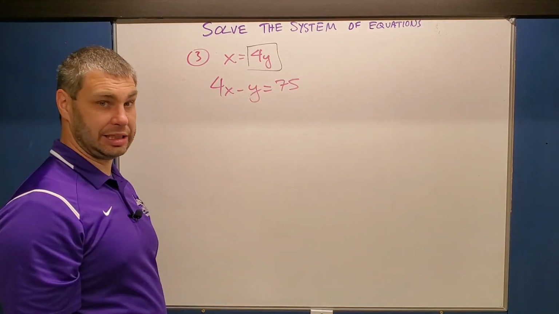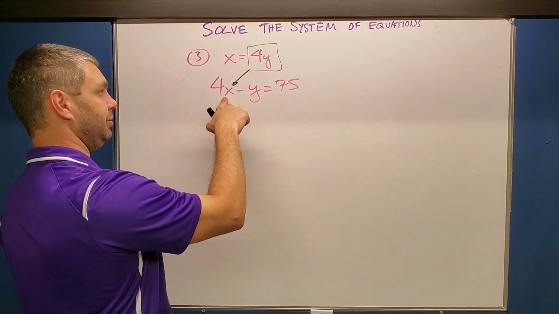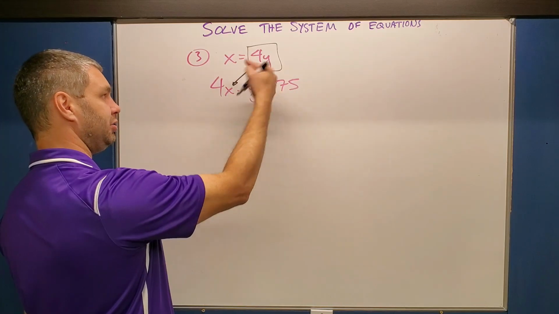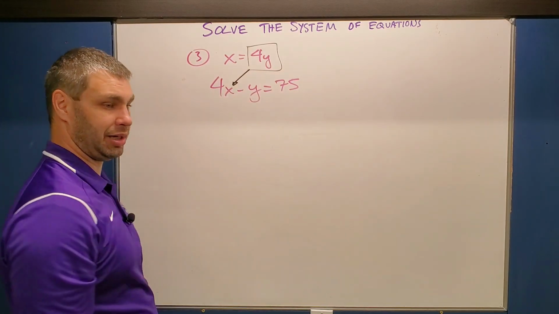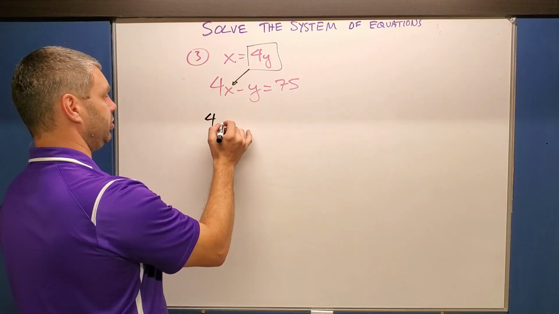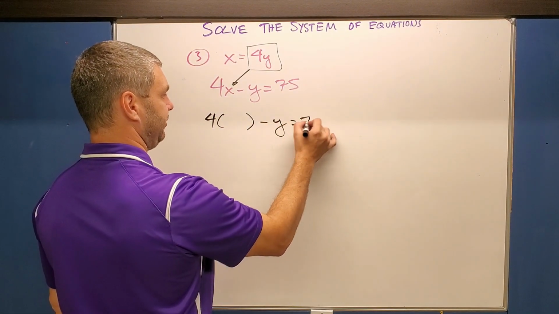Put a box around what it equals, and we're going to sub it in for the x in the other problem. Now, why is it going in for the x? Because that's what x equals up here, so I can plug that in for x in the other problem. Those are equal to each other if the system is true. So we have 4, leave a space, minus y equals 75.